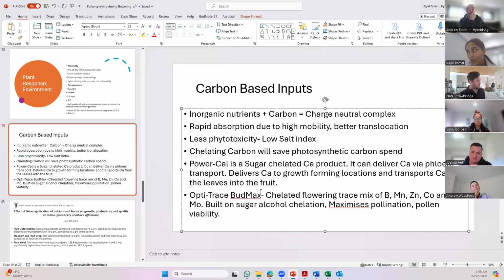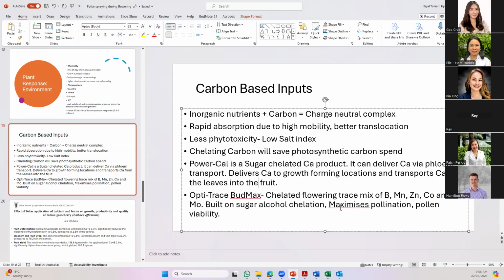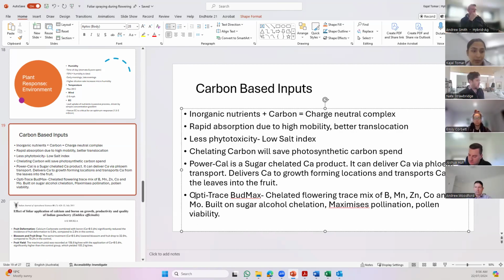OptiTrace Bud Max is a chelated flowering mix that we generally recommend. Boron, manganese, zinc, cobalt, and moly. Those are all the nutrients that we talked about as essential in the pollination and flowering phase. It's also a sugar chelation product, and it will maximize pollen viability. So it's just good to know that we've got those products that tend to work based on scientific facts as well.